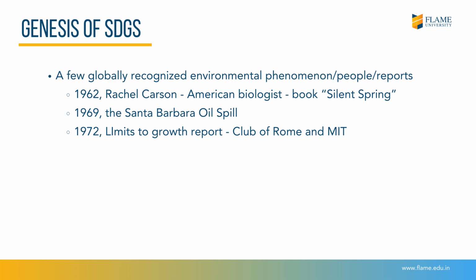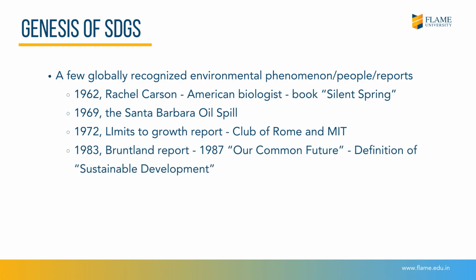Later on, in 1972, the Club of Rome, in collaboration with Massachusetts Institute of Technology, published a report called The Limits to Growth. This study questioned viability of continued growth and the human ecological footprint, and it predicted that the civilization would probably collapse before 2100, which shocked almost everyone in the world.